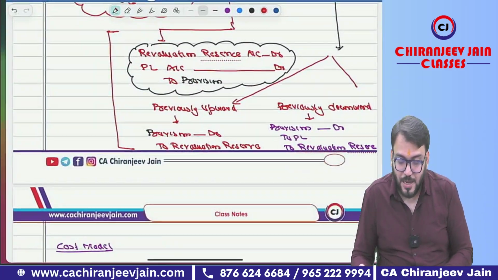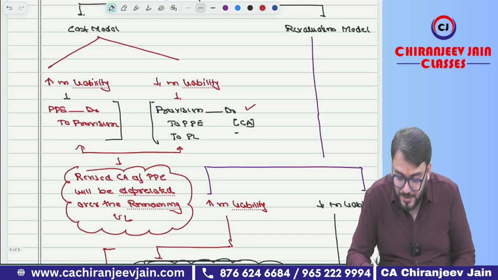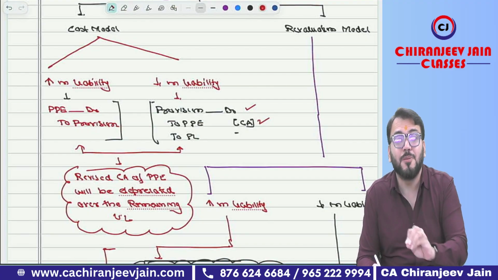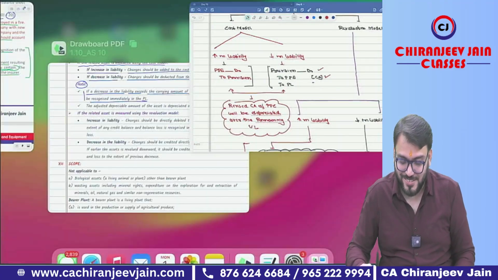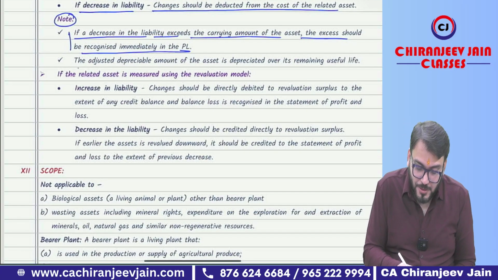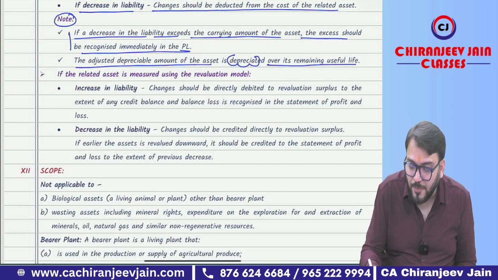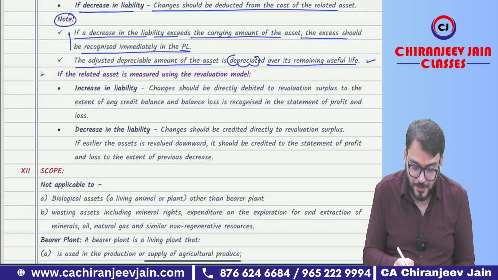That also I have discussed. Under the cost model, if the decrease is more than the carrying amount of PP, then any excess decrease will be transferred to PL. The adjusted depreciable amount of the asset is depreciated over the remaining useful life of the asset. That also I have discussed.